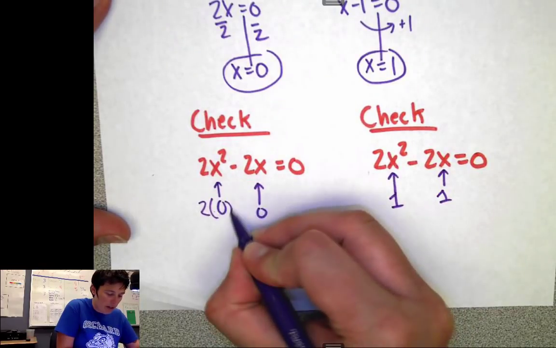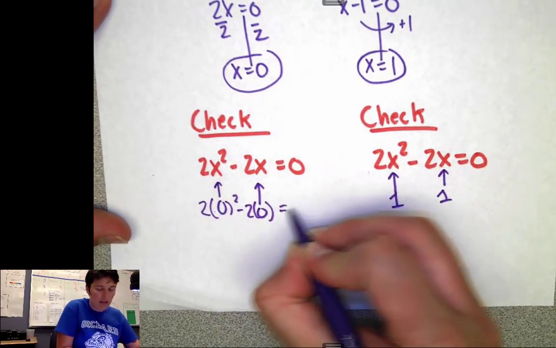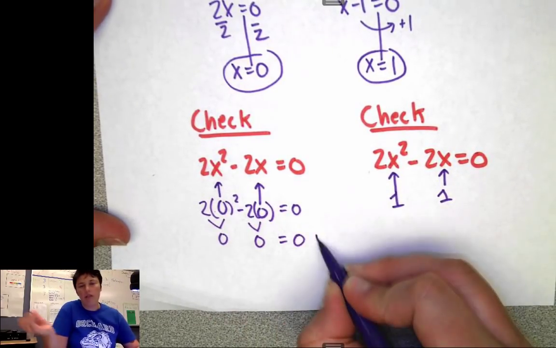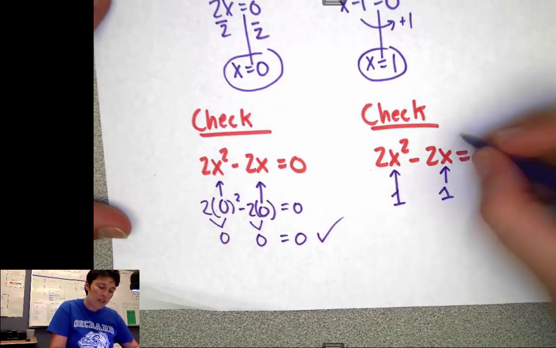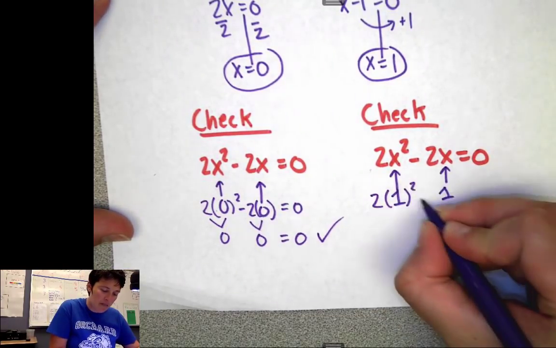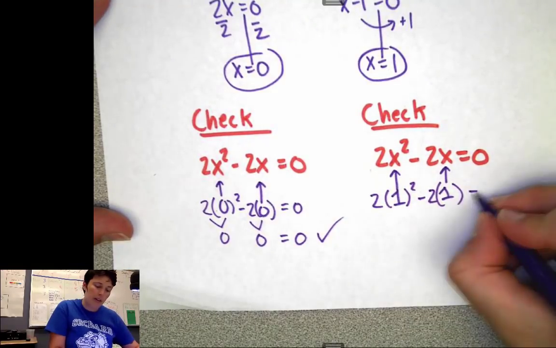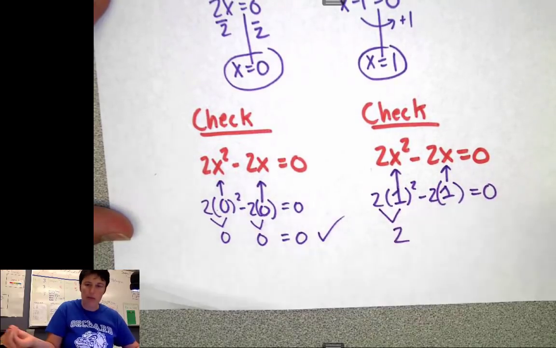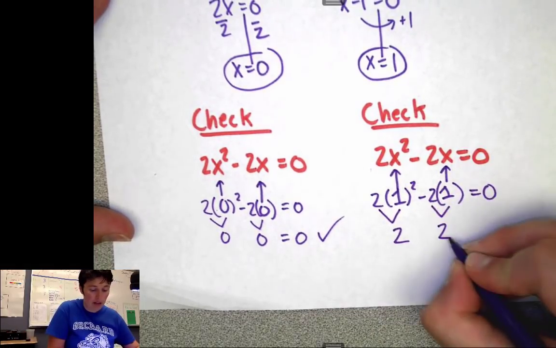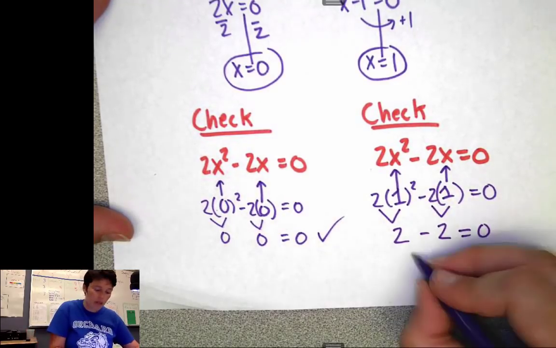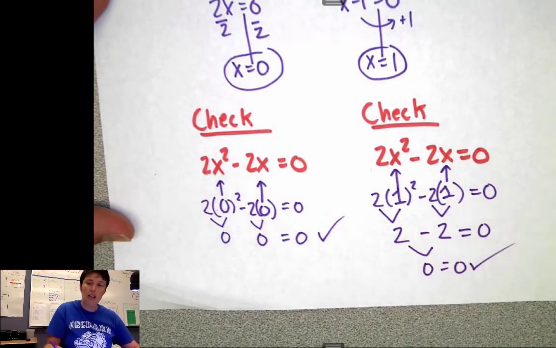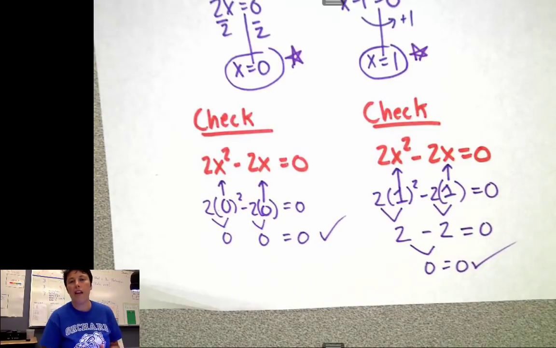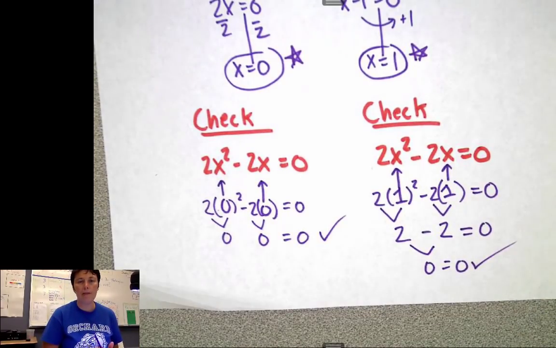2 times 0 squared minus 2 times 0 equals 0. Yeah, this is 0. This is 0. Equals 0. Check. We feel pretty good about that one. On this one, we have 2 times 1 squared minus 2 times 1 equals 0. Well, 1 squared, 1 times 1 is 1. So 2 times 1 is 2, and 2 times 1 is 2. And 2 take away 2 is equal to 0. This is 0 equals 0. Check. So we definitely verified. These look correct now. We've got our check to prove it. And hopefully that's what your check looked like when you unpause the video.